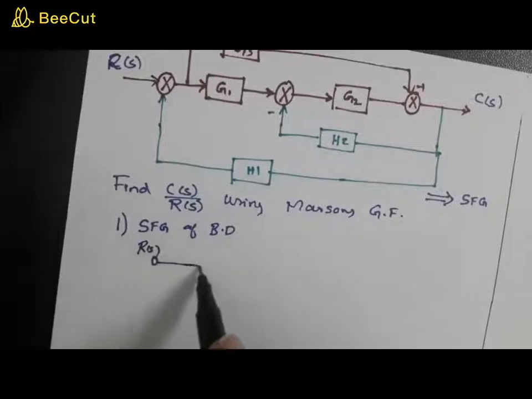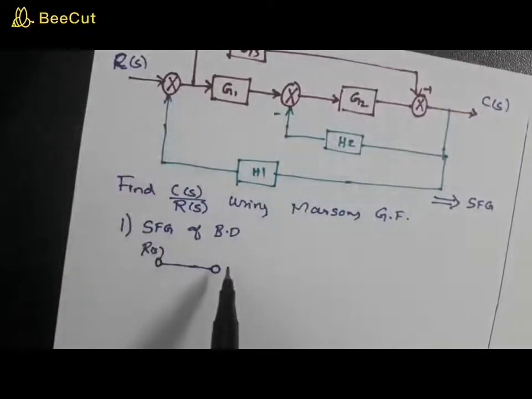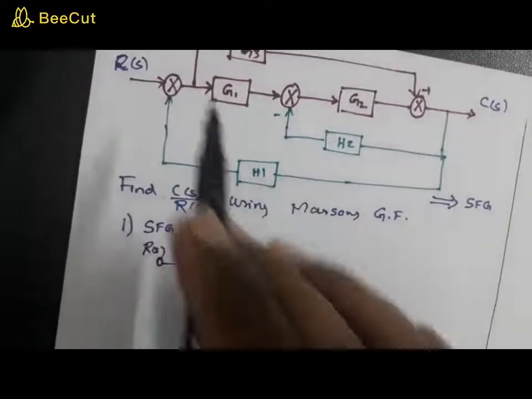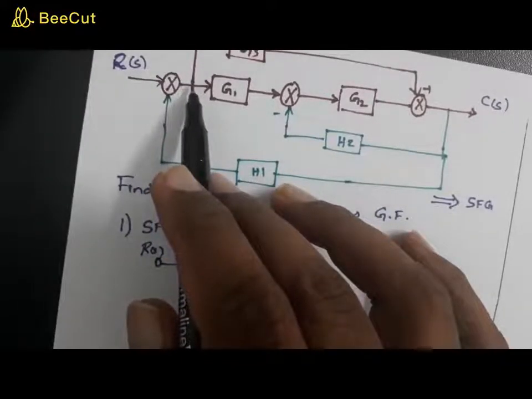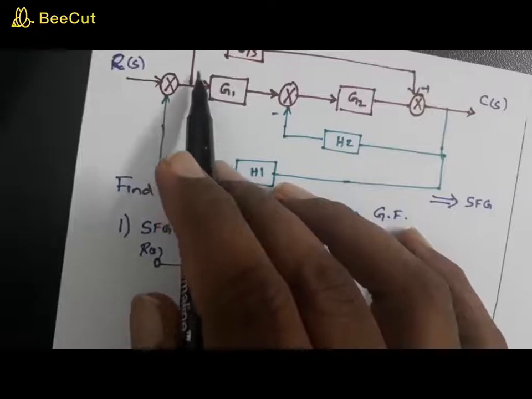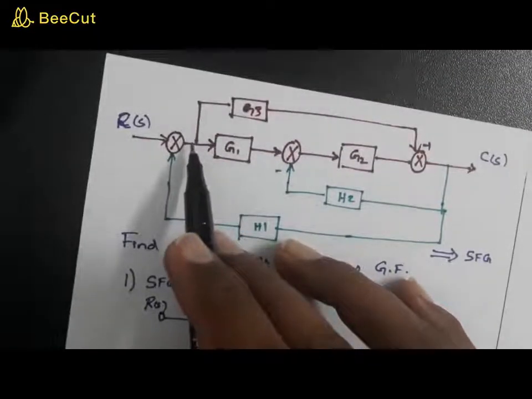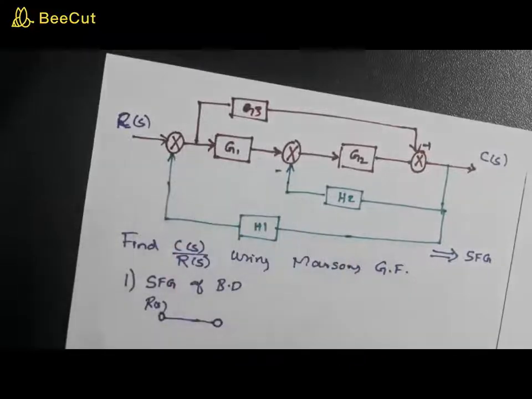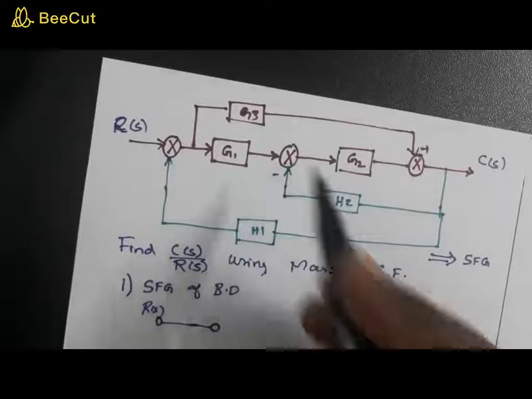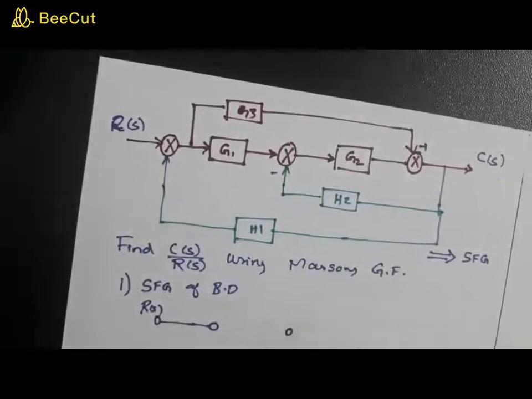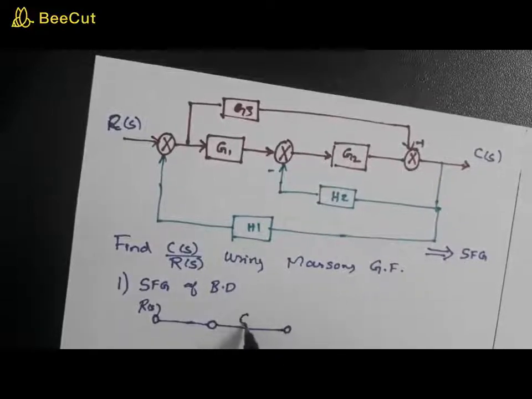Now as it moves, you encounter a summer. A summer can be represented by another node. Then after that you have another node. It is not necessary to put one here, because this is also a takeoff point and one can consider it a node, and even if it is not considered, there is no problem. Now you have one more summer after G1, so that can be represented by a node.